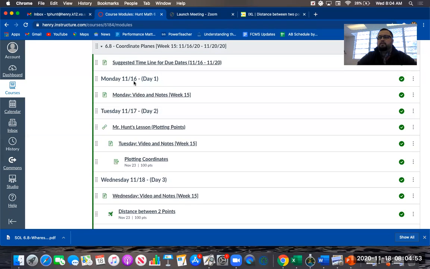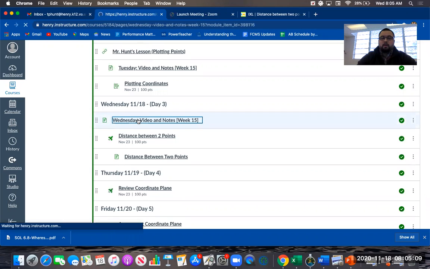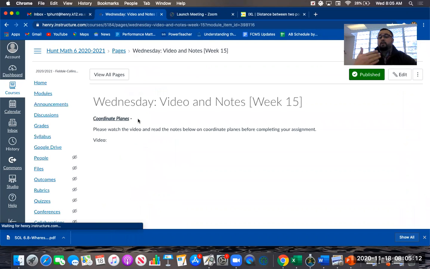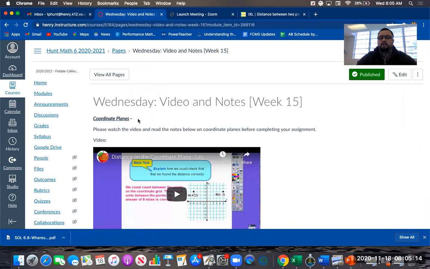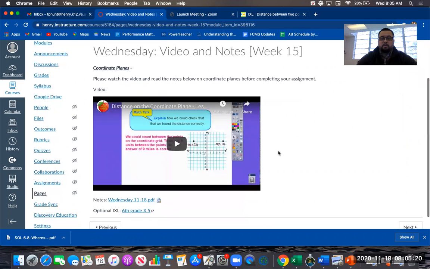We talked about how to plot the different points, how we go in an ordered pair. And today we're going to look at the distance between X and Y axis, and sometimes the Y and X axis, and also the distance between 2 points. So looking at your video, this lesson will be loaded up today on Wednesday, November the 18th on your Canvas, so you will have this video as well.